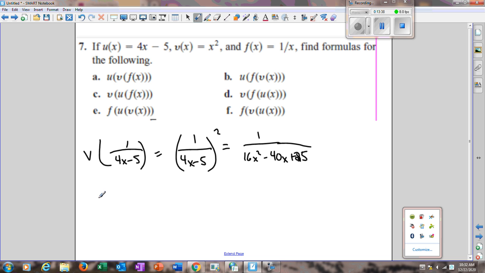Part E, f of u of v of x, means I'm going to plug v of x into the u first. So that's going to give me 4x squared minus 5. Then the f function means it's going to be 1 over that.